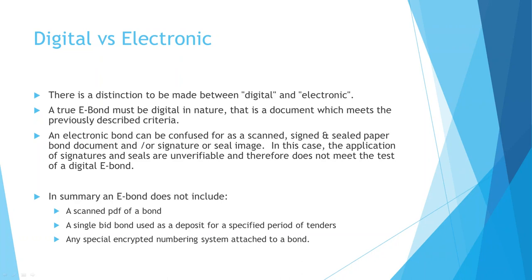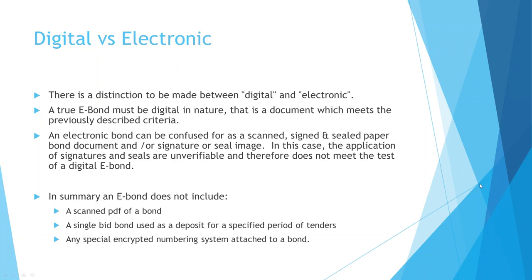An electronic bond implies that it is transferable through electronic means. In other words, a scanned version of a paper bond, which is signed and sealed, is really an image of a bond, and it does not qualify under the definition of a digital bond. So in most cases, that is the basic difference between the two. Now, in most cases, the scanned PDF, therefore, is not what you call a digital bond.